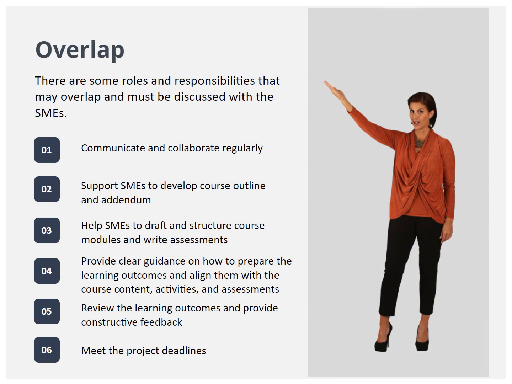However, there are some roles and responsibilities that may overlap. You must discuss these overlaps during the orientation meeting to ensure no role confusion arises later on. These are: communicate and collaborate regularly. Support SMEs to develop course outline and addendum. Help SMEs to draft and structure course modules and write assessments.